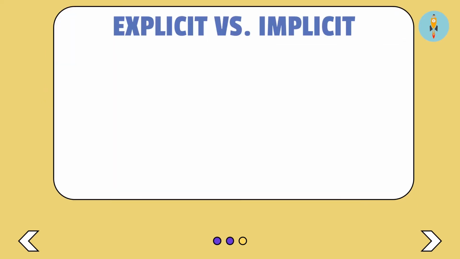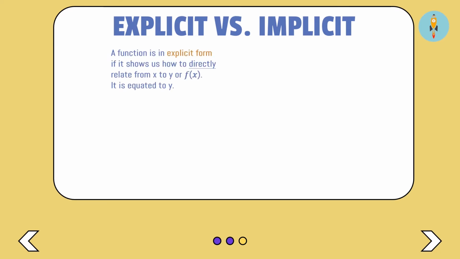Explicit versus implicit. A function is in explicit form if it shows us how to directly relate from x to y or f of x. It is equated to y. Example, y is equal to 3x plus 2. y is equal to 2x squared plus 7x minus 4. y is equal to negative 2 square root of x plus 5. y is equal to x cubed plus 1 divided by x plus 2.